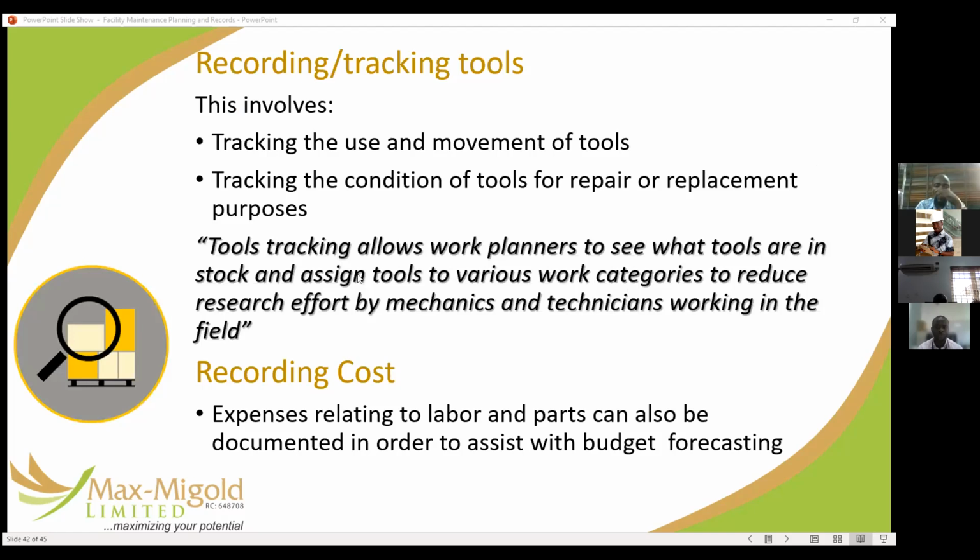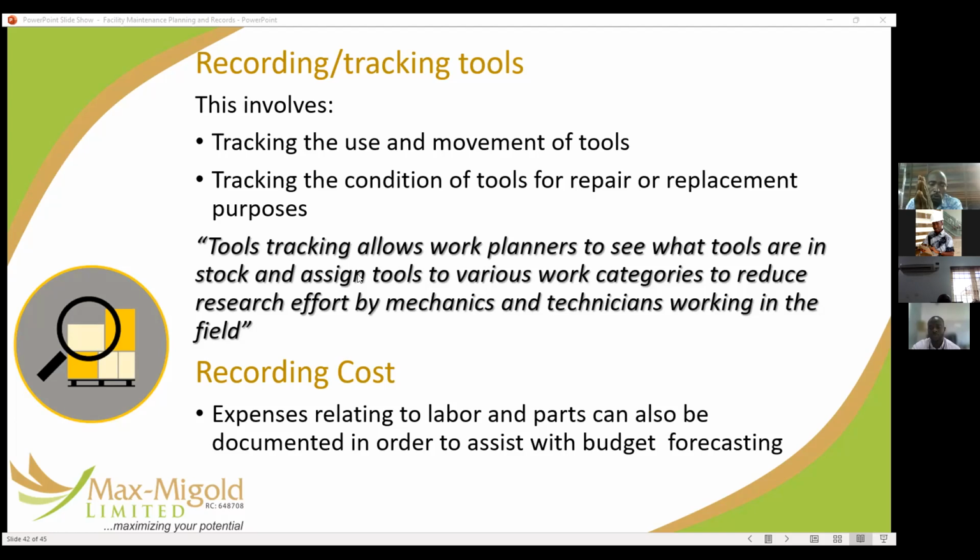Recording and tracking of tools. Your tools are a major backbone of your maintenance activity. When you don't have your tools in place, or your tools are worn out and you don't replace them adequately, it is a very critical moment. Who did you assign your tools to? How is the person maintaining that tool?